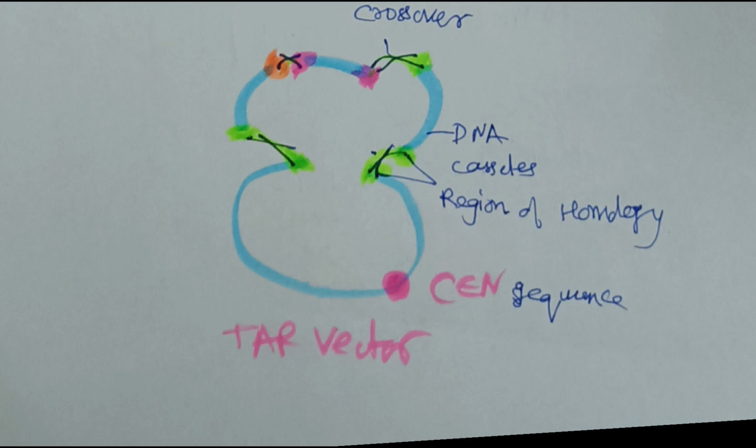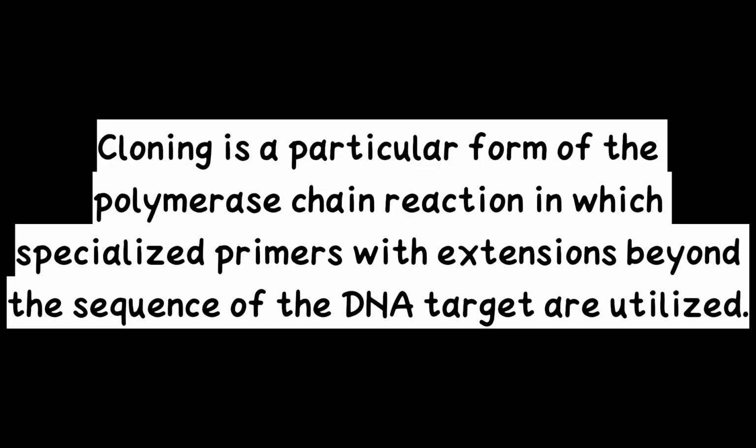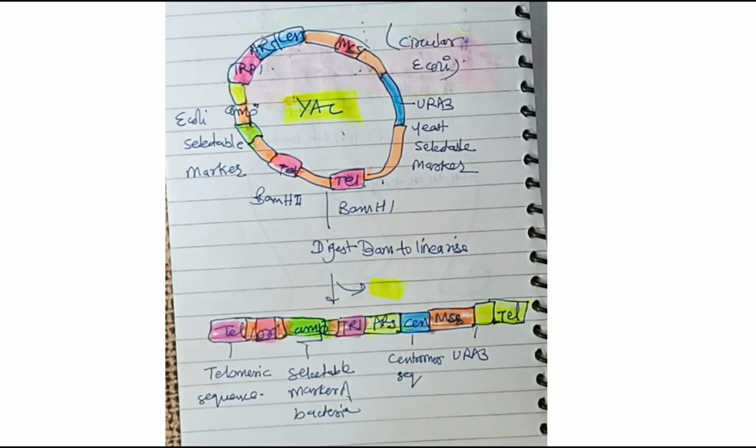So first, gap repair cloning is performed to generate the region of homology flanking the DNA contigs. Gap repair cloning is particularly performed by PCR in which specialized primers with extensions beyond the sequence of the DNA target are utilized. So DNA cassettes are exposed to the YAC vector, and it drives the process of homologous recombination and connects the DNA cassettes.